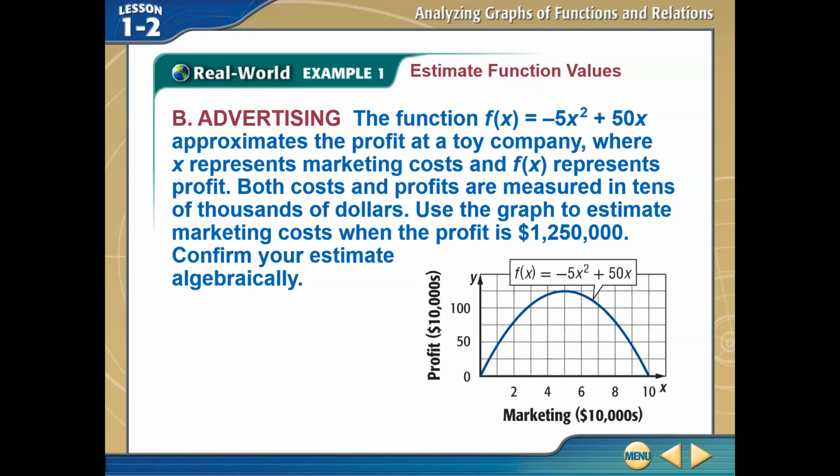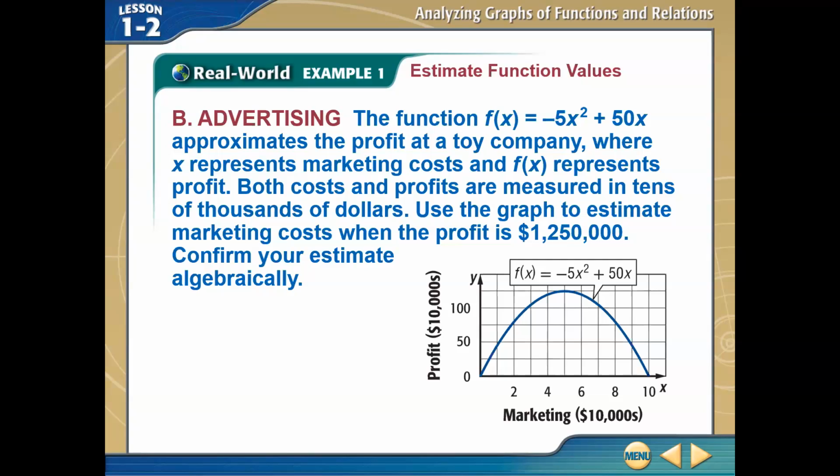Okay, so here we go again. B, advertising. The function f of x is equal to negative 5x squared plus 50x approximates the profit of the toy company, where x represents marketing costs and f of x represents profit. Both costs and profits are measured in tens of thousands. Now it says use the graph to estimate marketing costs when the profit is $1.25 million, or $1,250,000. Then we can confirm this.